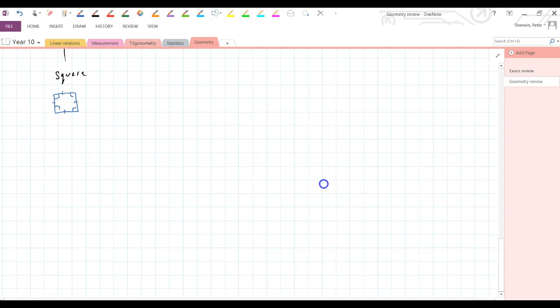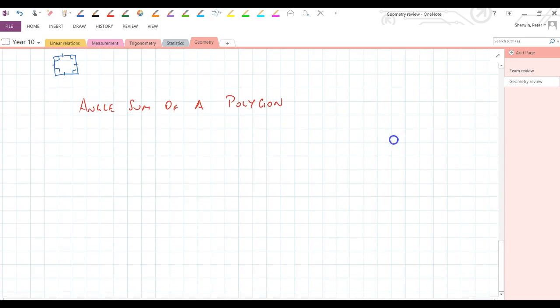Couple more things to do. Polygon angle sum of a polygon. Let's just review that. Angle sum of a polygon. Now a polygon, remember, is any sided shape. So a polygon is a triangle, a quadrilateral, a pentagon, an octagon, a nonagon, all that stuff. Any sided shape. So what's the angle sum of a polygon?